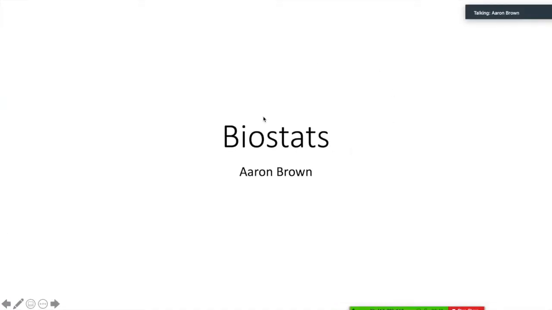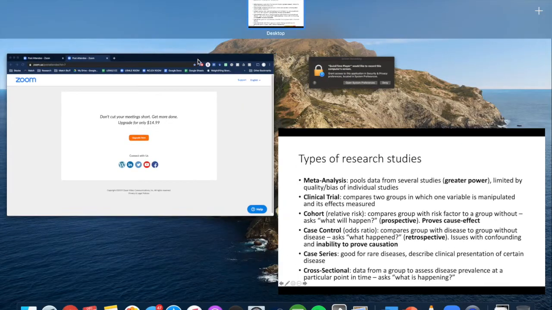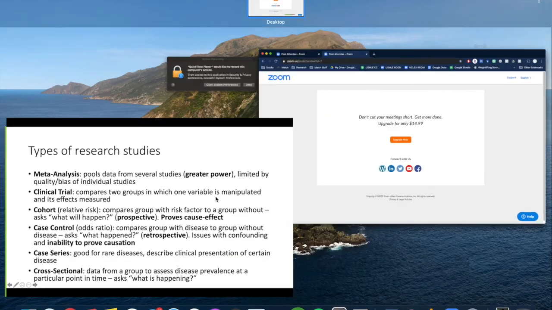So, let's start our biostats here. First, we're going to talk about the different types of research studies that we can be asked about.